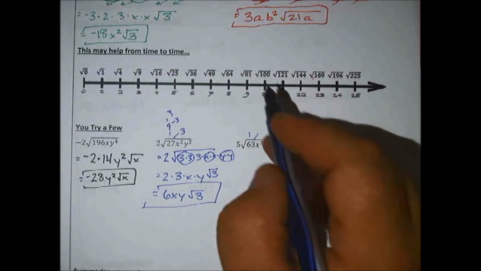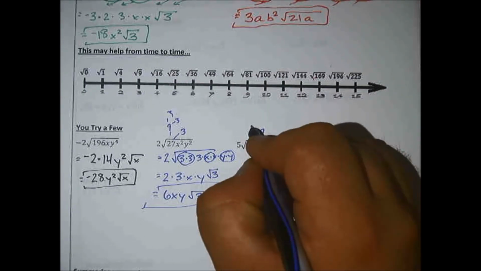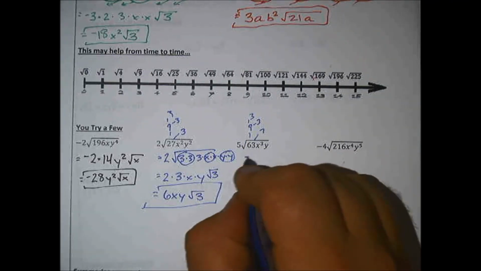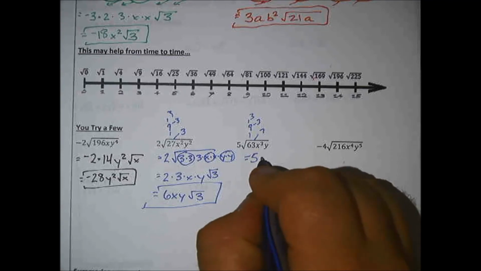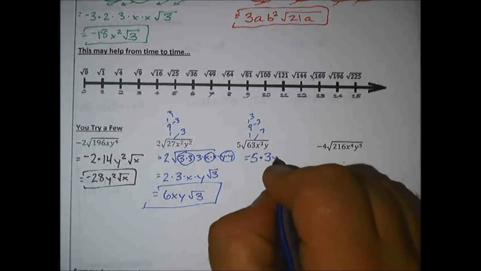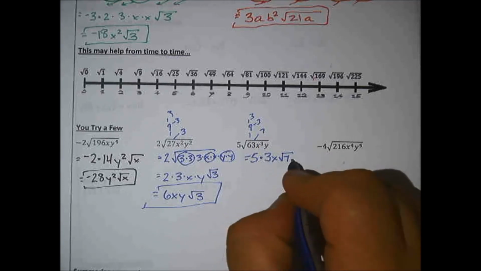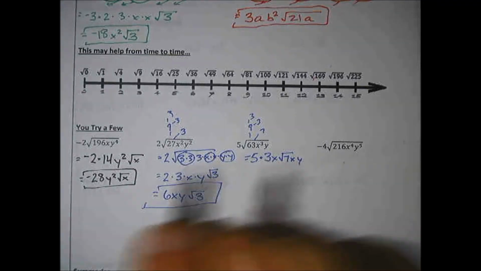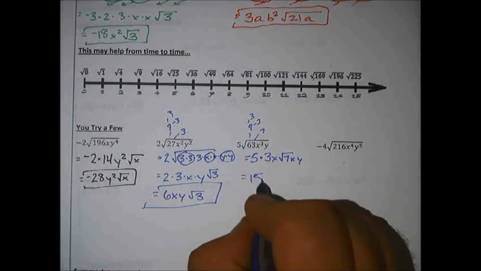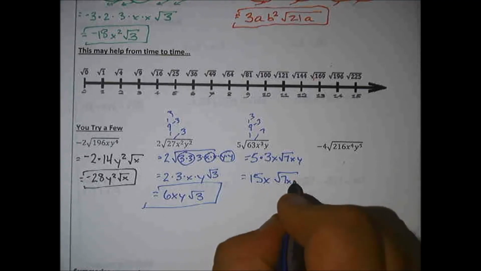It simplifies, we actually did it up above, into 7 and 9. And 9 is 3 times 3. So we should get the 5. You should pull out a 3 and 1 x. And you're left with the 7, 1 x, and 1 y. So 5 times 3 is 15. So 15x square root 7xy.